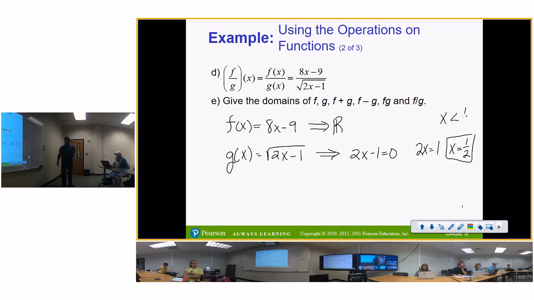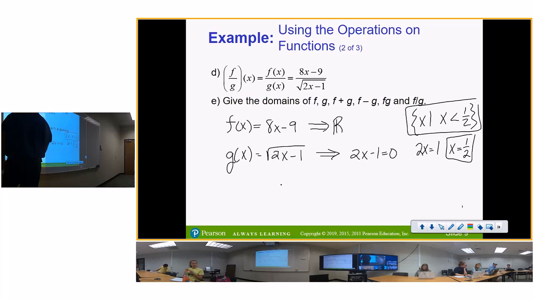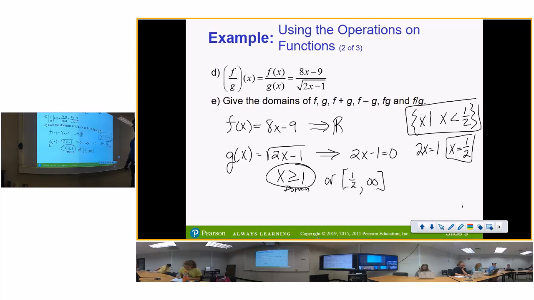Less than 1/2. So x cannot be less than 1/2, that's the domain. So we have to use all numbers greater than or equal to what? 1/2. So that's the domain of G of X. The domain of G of X is x greater than or equal to 1/2. You could say from 1/2 to what? Positive infinity. That's the domain.